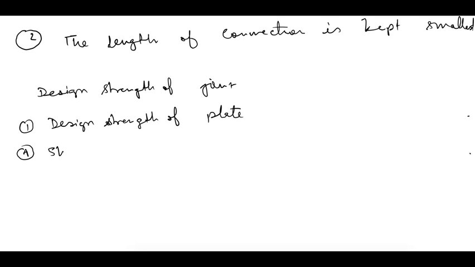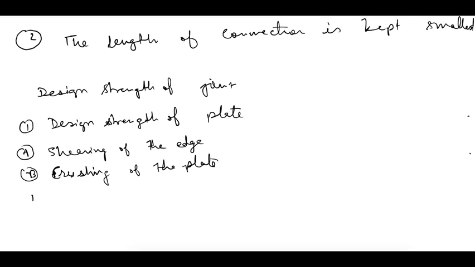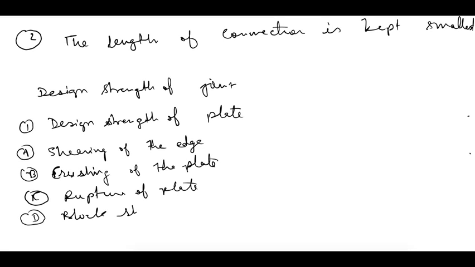First one is shearing of the edge, second is crushing of the plate, third is rupture of plate, and the last is block shear. Block shear we'll see in the tension members. So here we'll see the rest of the three.